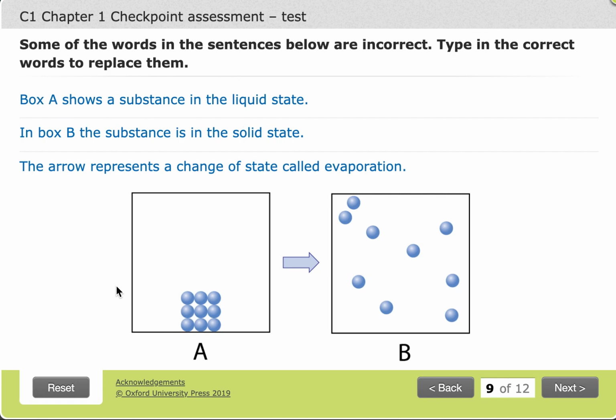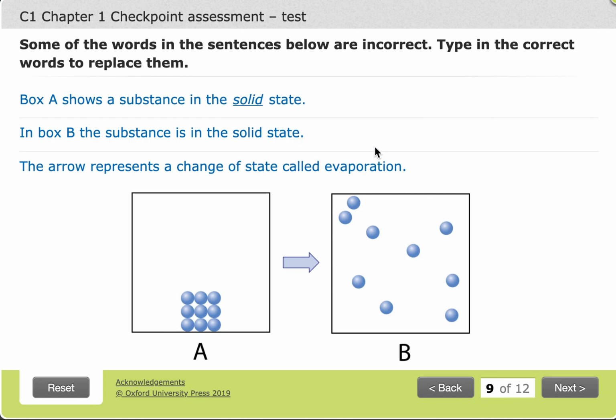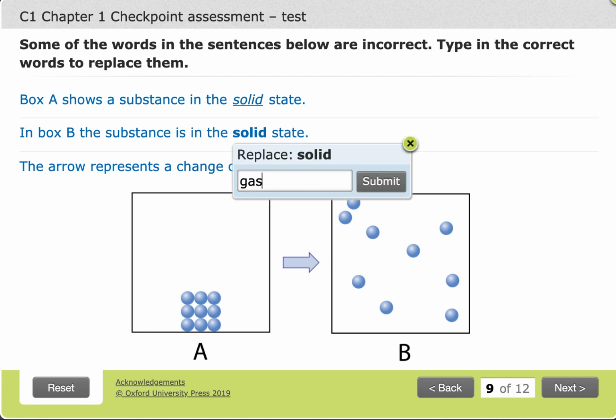Last one, we're going to correct some statements. Okay, in box A, we see the particles all very close together, so this is quite clearly a solid. In box B, however, the particles are further apart, and so this is quite clearly a gas.